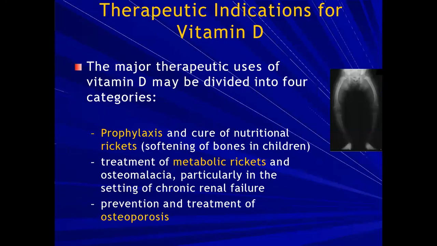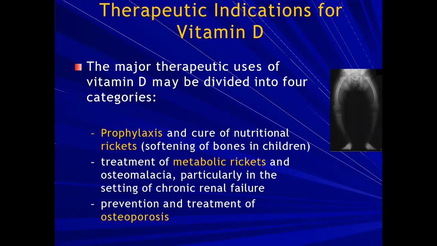Therapeutic indications for vitamin D: the major therapeutic uses for vitamin D may be divided into 4 categories. The first category is prophylaxis and the cure of nutritional rickets, especially in children, like the one you can see there with bowed legs because of lack of calcium. Also, it is used in the treatment of metabolic rickets and osteomalacia, particularly in the setting of chronic renal failure.